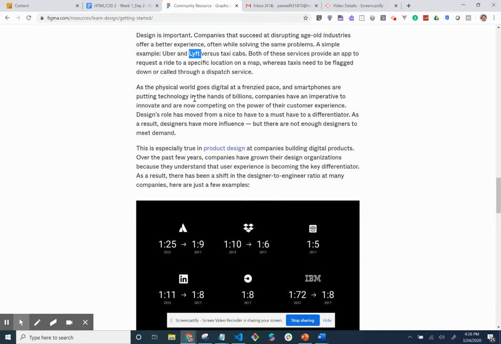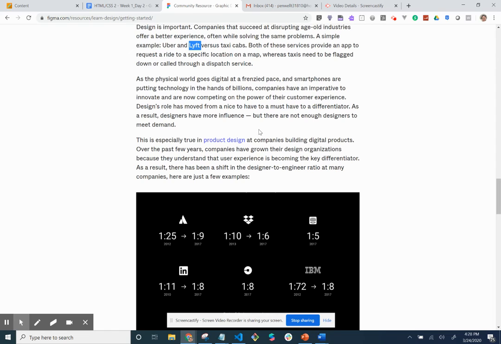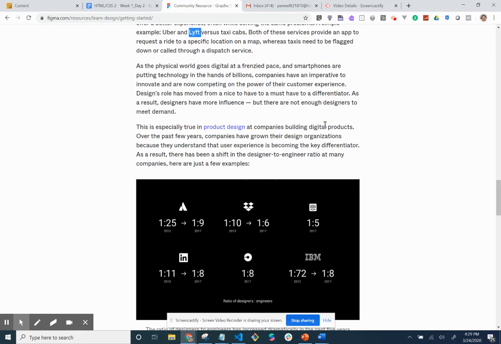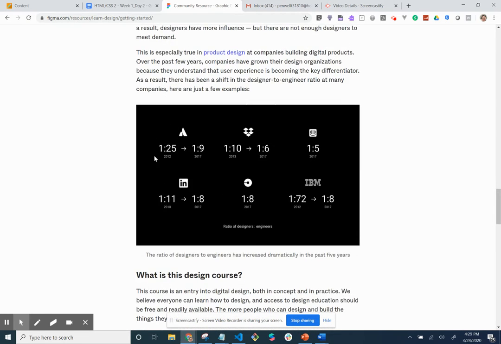As the physical world goes digital, smartphones are in the hands of billions. Companies have an imperative to innovate and are now competing on the power of their customer experience. Design's role has moved from a nice-to-have to a must-have, a differentiator. As a result, designers have more influence, but there aren't enough designers to meet demand. So this might be especially interesting for those who are design inclined.